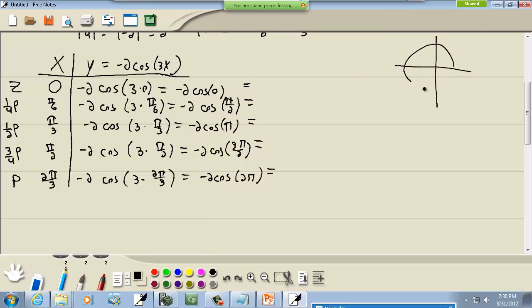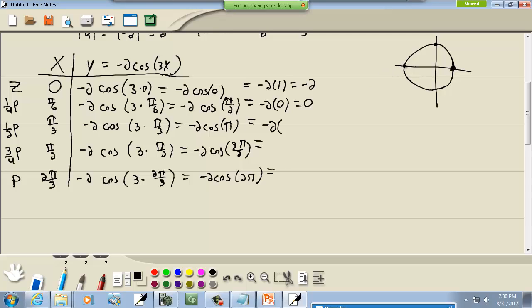Okay, here's our unit circle. Here's our starting place. Remember, cosine is our x part. Well, x is 1 here, so we got negative 2 times 1, which gives us negative 2. Cosine of pi over 2: so I'm up here. Cosine is our x part, which is 0 there, so that gives us 0.